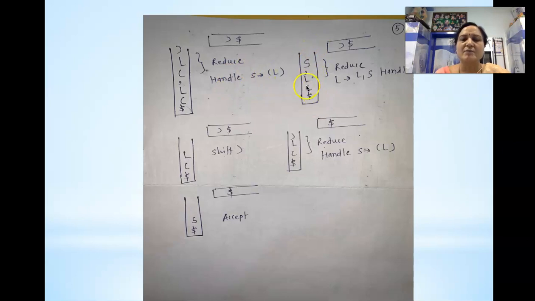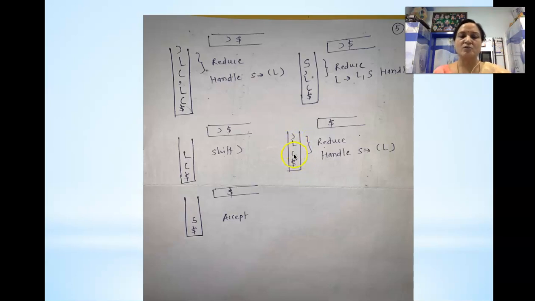Now if you see the viable prefixes, L comma S is a handle here because we have a production L tends to L comma S. So now we remove L comma S from the stack and push L onto the stack. So L is pushed onto the stack. Now the viable prefixes are dollar, opening bracket L. So the handle is not available on the top of the stack. So we shift closing bracket onto the stack.